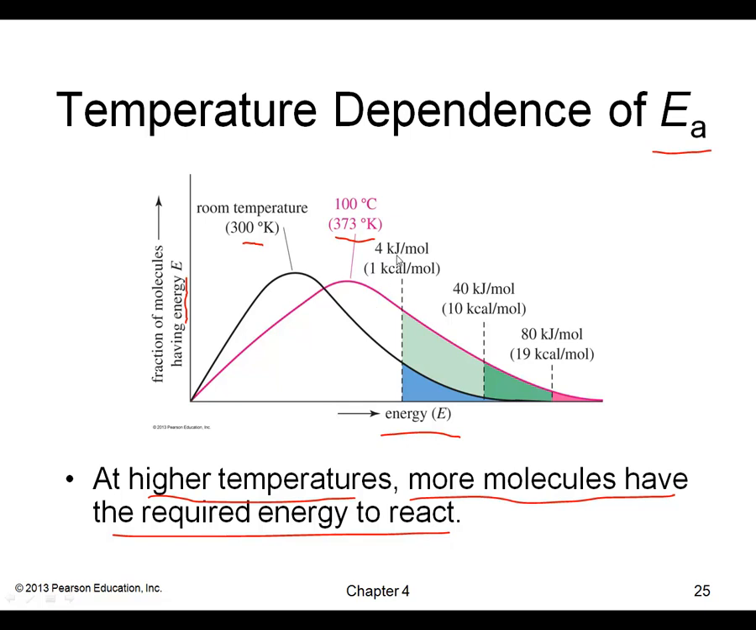If the energy required to react was, say, 4 kilojoules per mole, note that in the curve with the higher temperature, I have a higher number of molecules compared to the lower temperature here. That's what these two curves are designating. So a higher temperature gives me more molecules with sufficient energy to react.